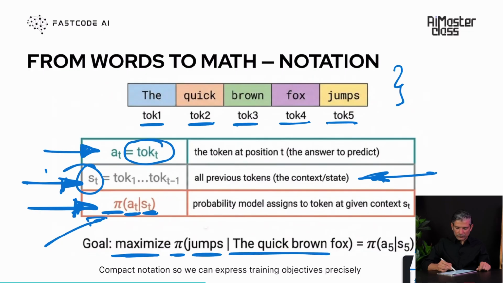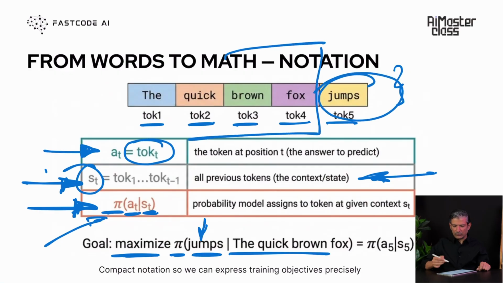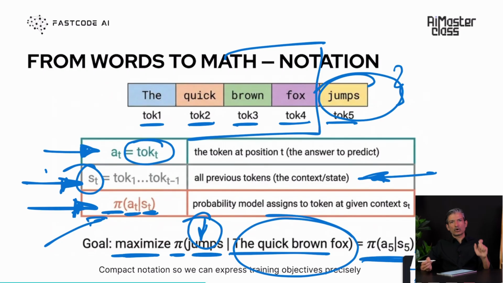So if my current A_t is jumps, suppose it has predicted till here and we want to predict this, then what we are saying is, okay, what is the probability of jumps given it has already predicted the quick brown fox? It can also be written in a concise manner by saying pi of A5 given S5, right? So S5 essentially is everything until then, and A5 is essentially that particular output that we're interested in. So compact notation so that we can express training objectives precisely.